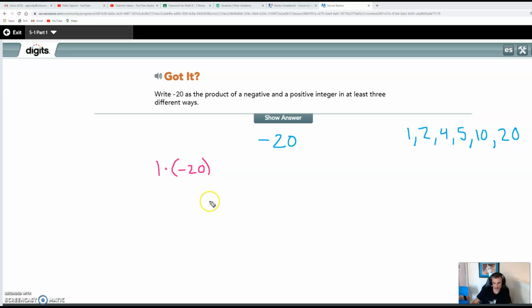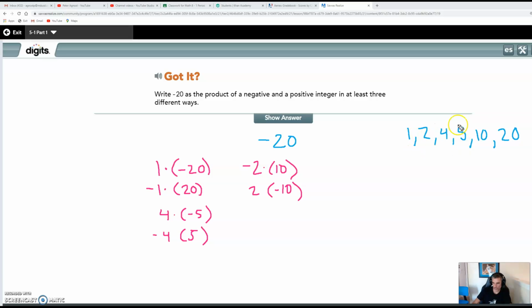That would work. And then I could reverse this. I could do negative 1 times positive 20. In each case, I have only a single negative, so I'm going to get negative 20. I could do 4 times negative 5, or negative 4 times 5. I could do negative 2 times 10, or 2 times negative 10. I think you guys see what's happening here. As long as one of these two numbers is negative, we'll always get the 20 that we need.